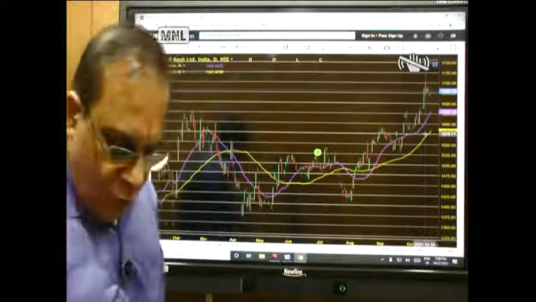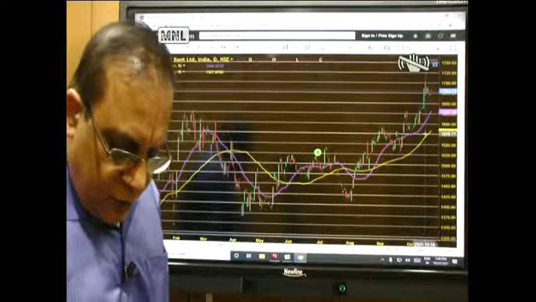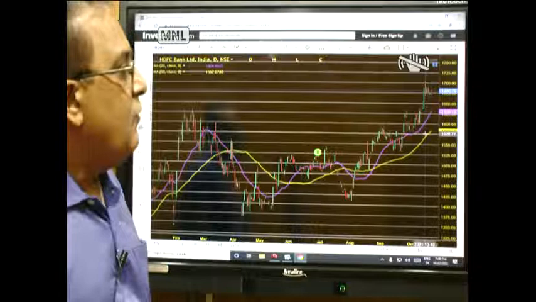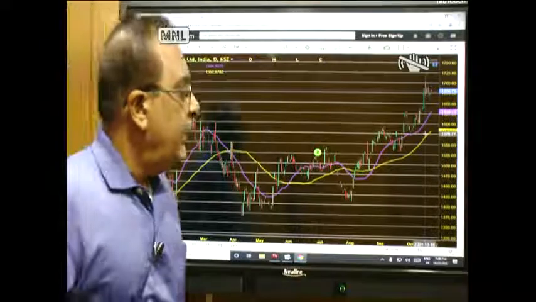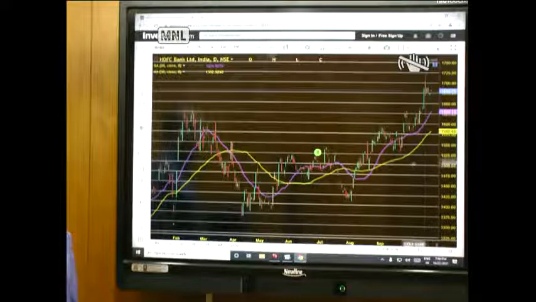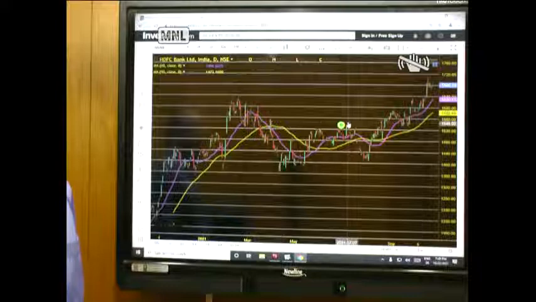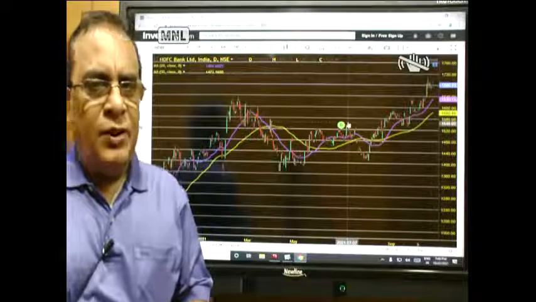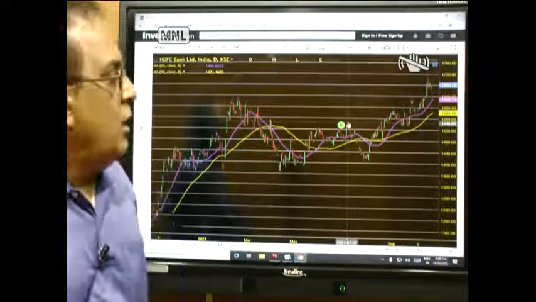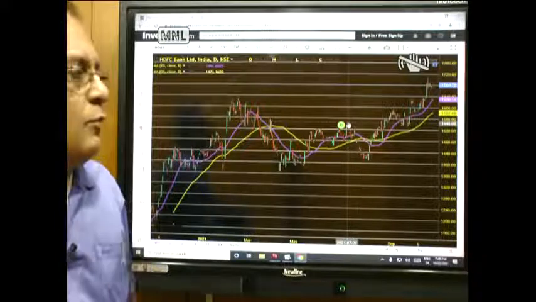So from 1725, 20% means 340 rupees. We can put a floor there, minus 340, so it should stay above 1385 or 1400. I don't think it is going to go to that extent. We may take a support either at this level, which is 1640, or worse, something like 1545. There could be a correction of 10%, which could take it closer to the 1580 levels, which is the 50 moving average.